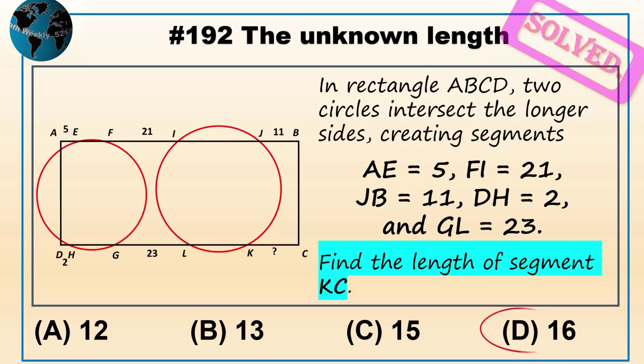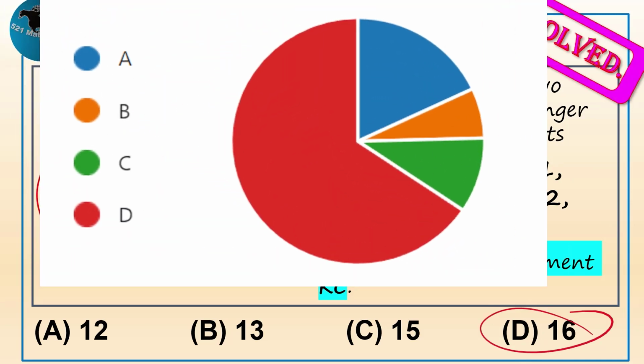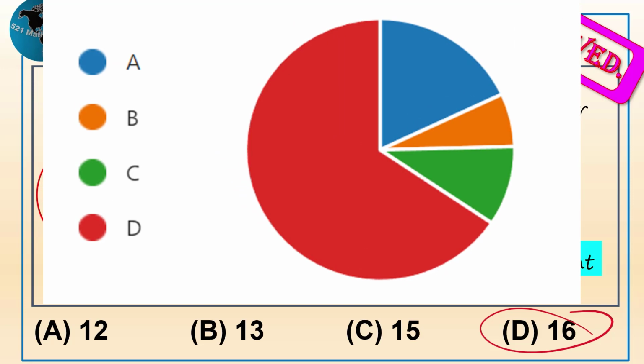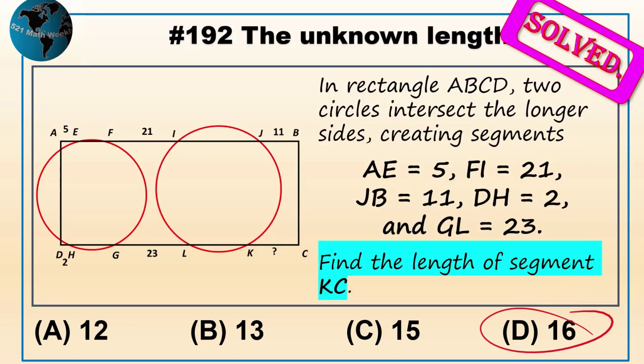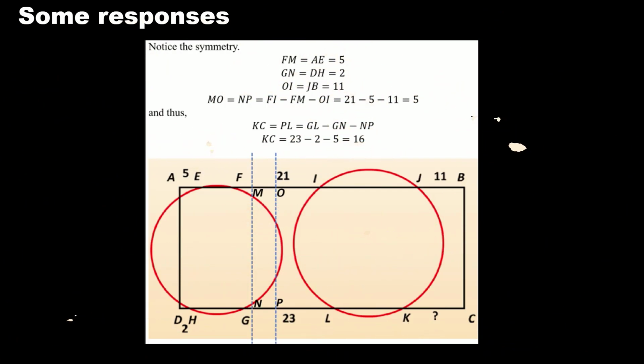Therefore, the answer for today's problem is D, 16. This chart displays the outcomes derived from the responses. Let's now examine different approaches and solutions other people might have.